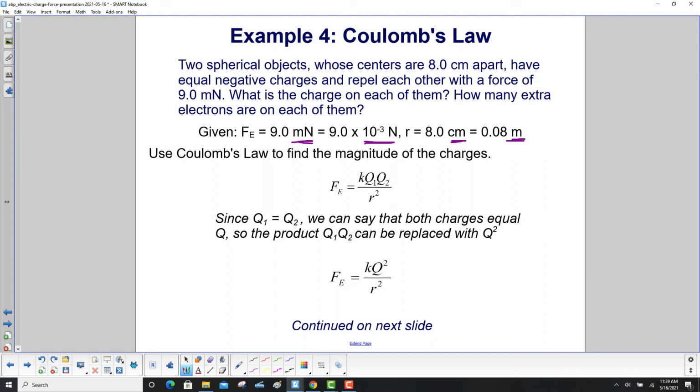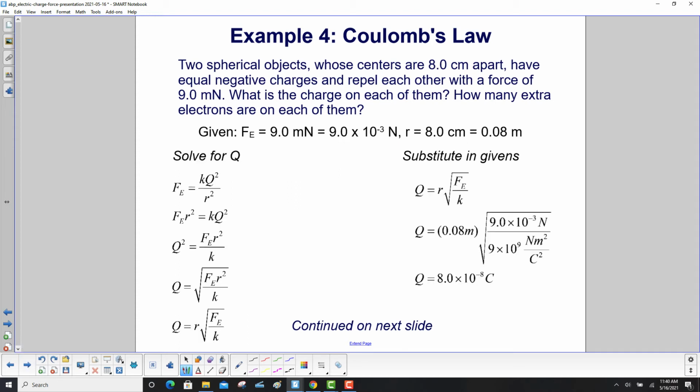So let's use Coulomb's law to find the magnitude of the charges. This is a little tricky, but this happens a lot in physics problems. We have two equal things. So if Q1 is equal to Q2, we can say that both charges equal Q. We don't need a subscript anymore. So the product Q1 Q2 is replaced by Q squared, Q times Q. So here's our equation that we're going to use now.